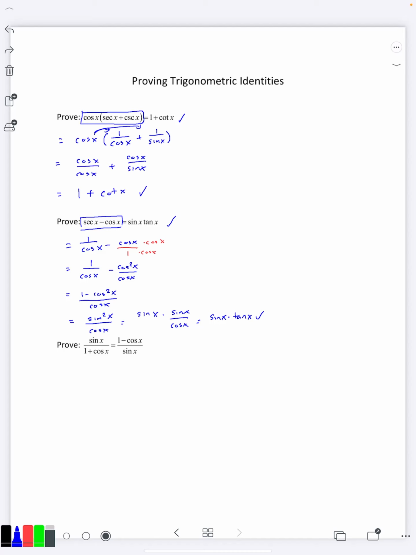Notice that sometimes you can do something maybe 1 or 2 or even 3 steps, and sometimes it's going to take you maybe 5, 10 steps. Some of these can be pretty long and messy.